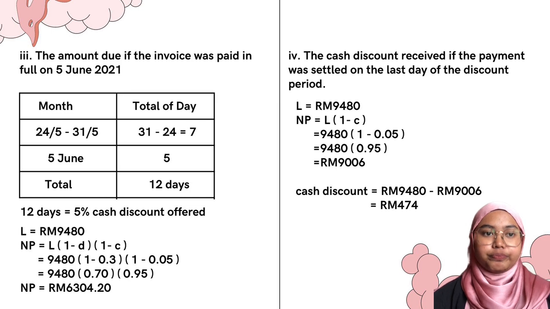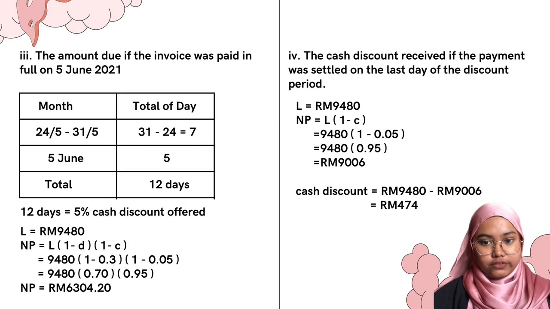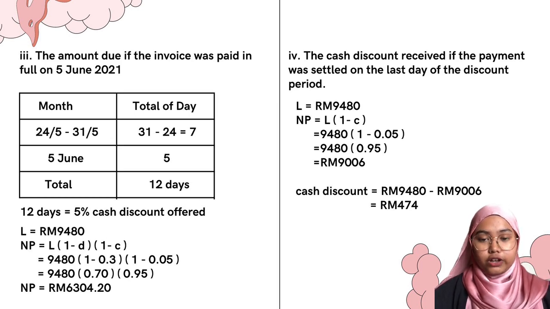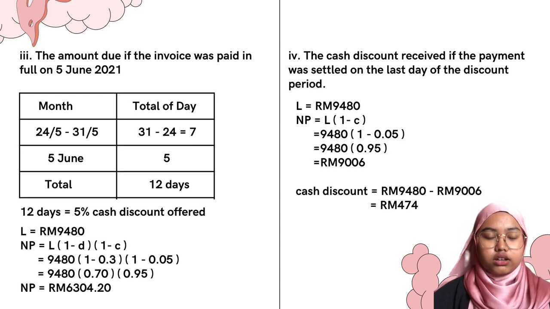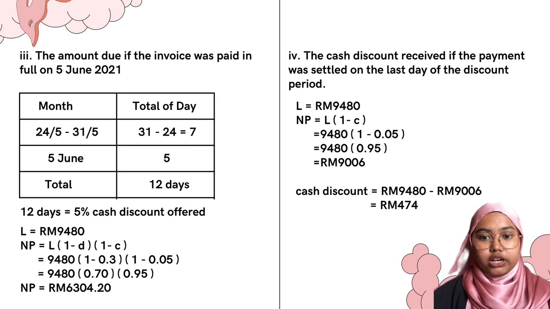The third question is the amount due if the invoice was paid in full on 5 June 2021. Harmony Sdn Bhd paid the invoice on 5 June 2021, which is within 12 days. Because it paid within 12 days, it got the 5% cash discount. For this question, we use the formula NP equals L times (1 minus d) times (1 minus C). L, 9,480 ringgit, times (1 minus 0.3), which is the 30% trade discount, and times (1 minus 0.05), which is the 5% cash discount. So the total amount Harmony Sdn Bhd paid on 5 June 2021 is 6,304 ringgit and 20 cents.